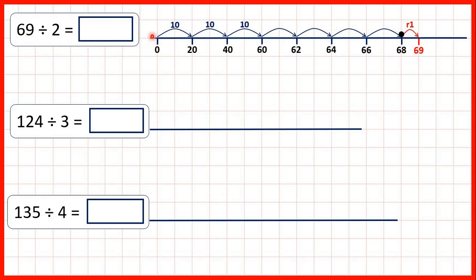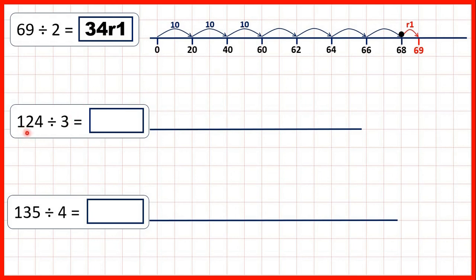So let's think about what we've jumped altogether. We've jumped 10, 20, 30, 31, 32, 33, 34 jumps of 2, and then we needed another 1. So our answer is 34, remainder 1.